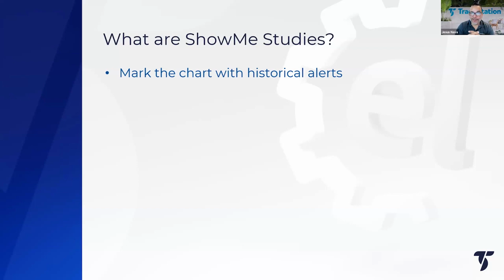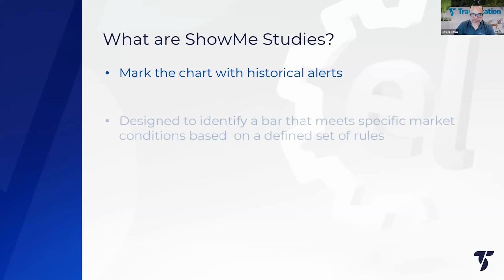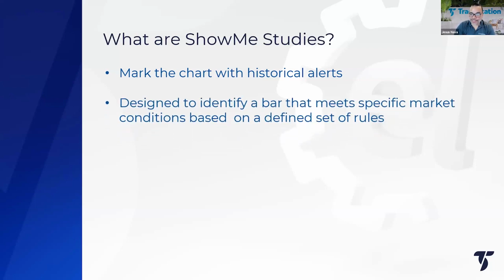I mean, those are preferences that you can set on the ShowMe, but it'll tell you everywhere in history where that alert was met. And that's the reason why, on this first bullet point, it says that it marks the chart with historical alerts, meaning that whenever it meets the criteria, you'll know exactly which candle or which bar that alert criteria was met. So it's designed to identify a bar that meets specific market conditions based on a defined set of rules.